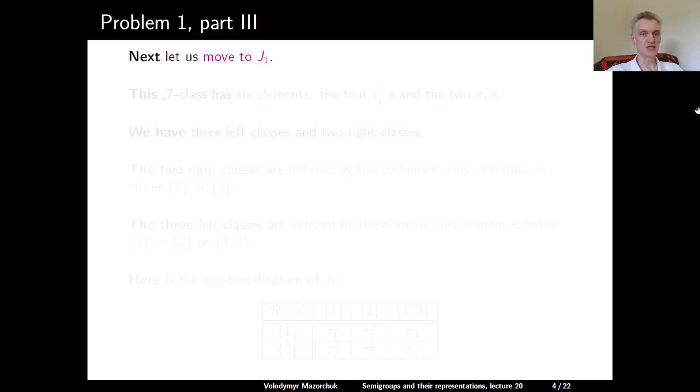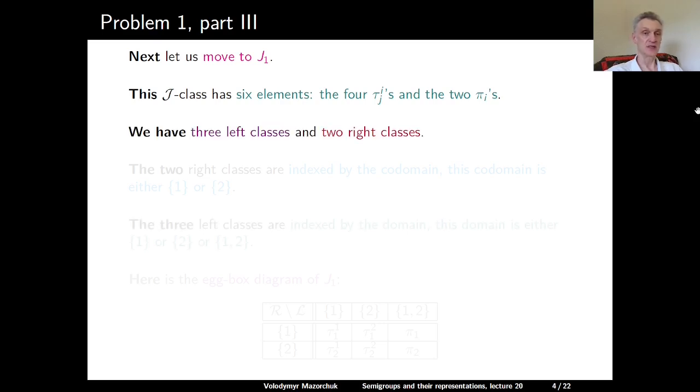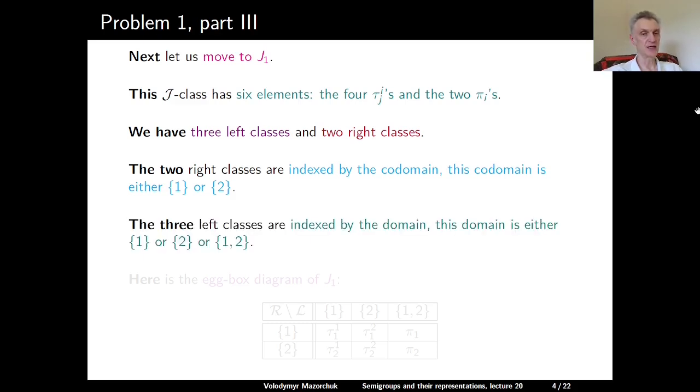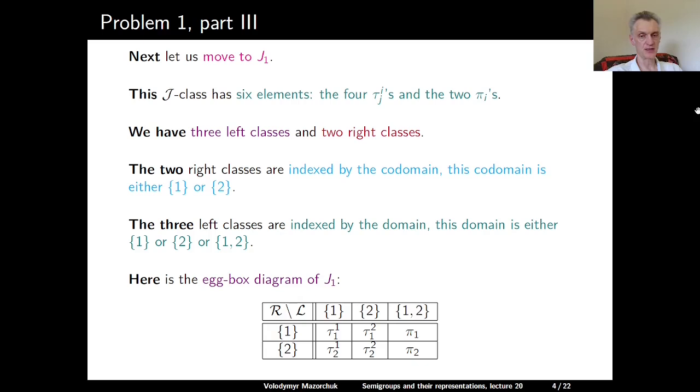Next, let us move to the apex J_1. This J-class has 6 elements, namely the 4 tau_ij's and the 2 pi_i's. This J-class has 3 left classes and 2 right classes. The 2 right classes are indexed by the codomain of an element. This codomain might be the element 1 or the element 2. And the 3 left classes are indexed by the domain, and this domain is either 1 or 2, or the whole set {1, 2}. So here is the egg box diagram for J_1.